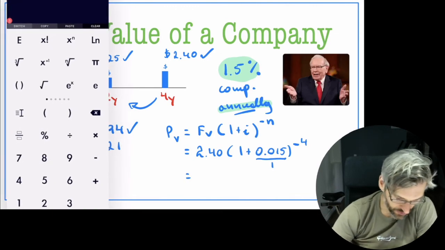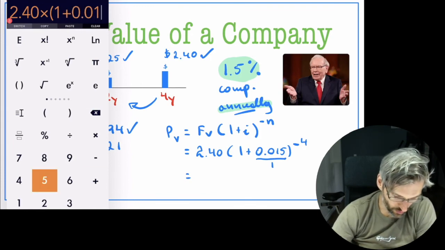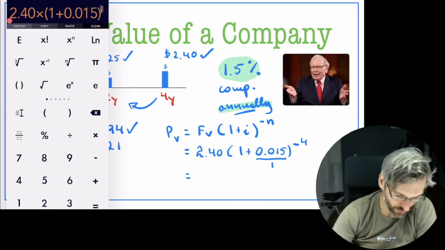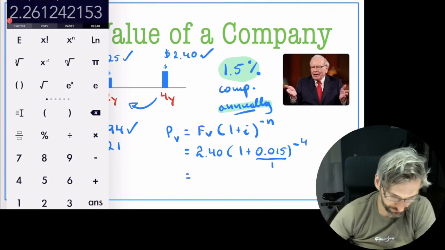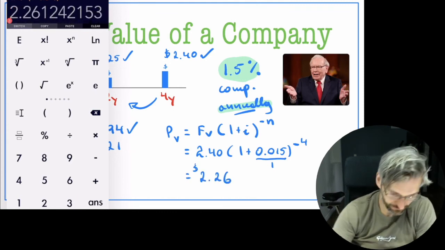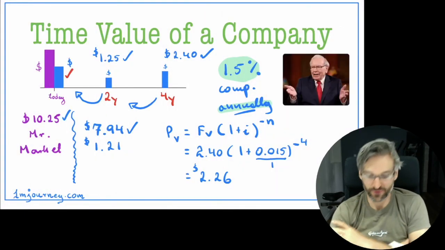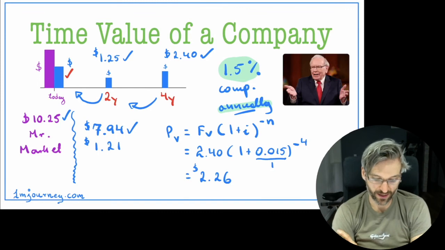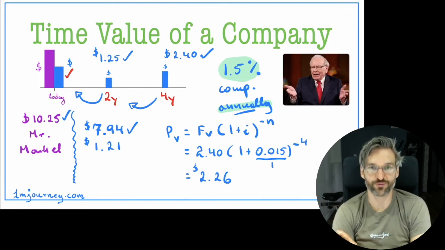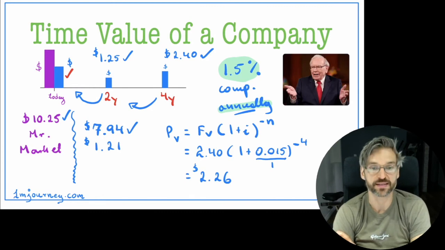So now let me clear this out. I have $2.40 multiplied by 1 plus 0.015 to the power of -4. Now this becomes $2.26. And of course you can use your business calculator if you like, and I have done those videos as well, if you want to know how to input this into a business calculator.